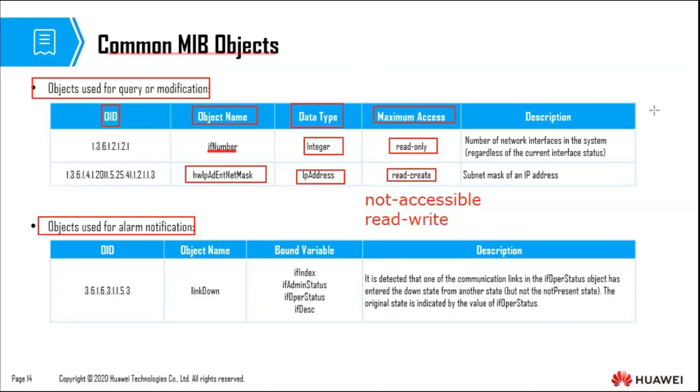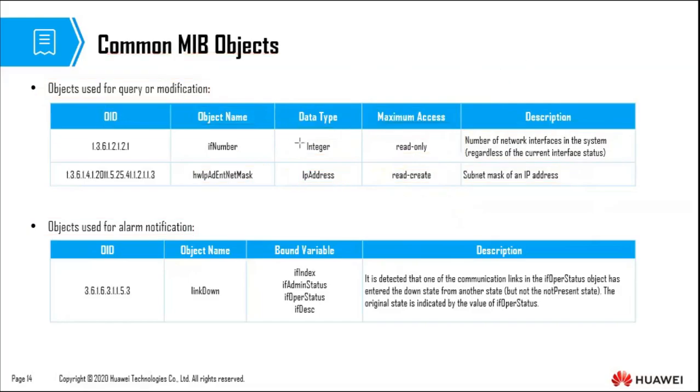Then of course we have the description. For example, for ifNumber, this is the number of network interfaces in the system, regardless of the status. Then this one is the subnet mask of an IP address. So you can see what that database looks like. A database is simply a table that is storing information in a certain way.